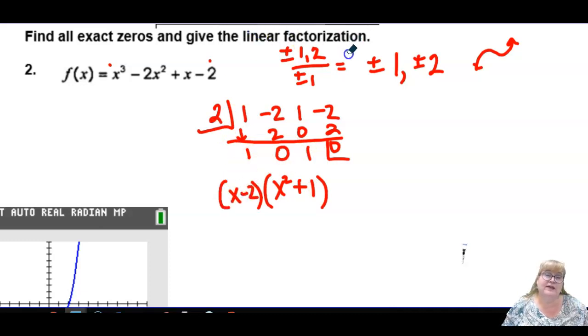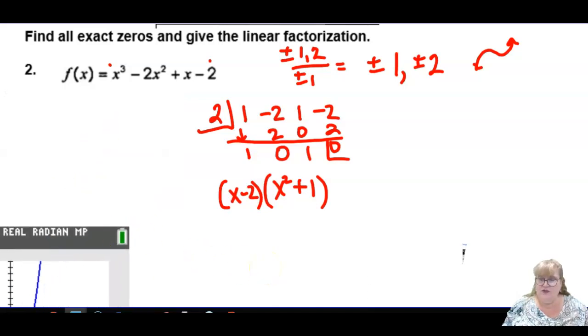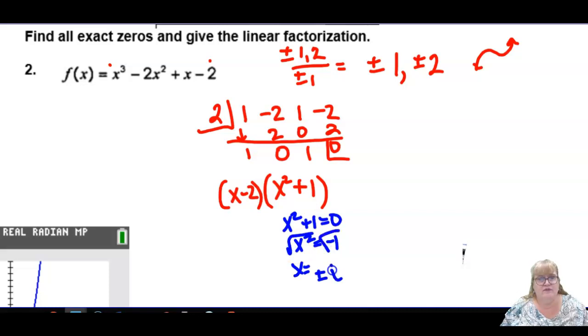All right, is that a linear factorization yet? Unfortunately, no, because this still has a quadratic. But does that factor nicer? Well, definitely doesn't factor. And if you look over here, it actually doesn't have more than one real 0. So there's going to be some imaginary zeros. So if we set this equal to 0, it's actually the problem we just did. Square root both sides, we get x equals plus or minus the square root of -1, which is i.